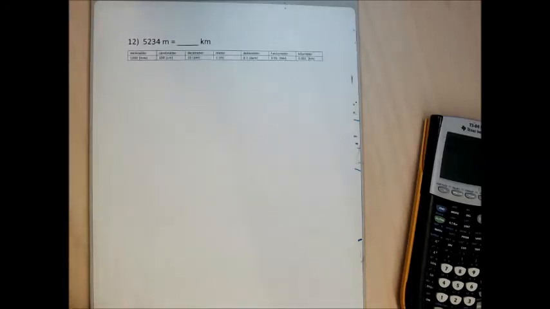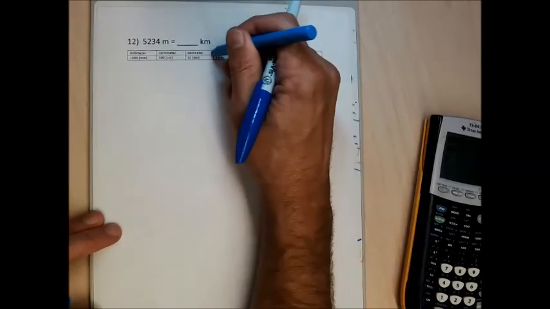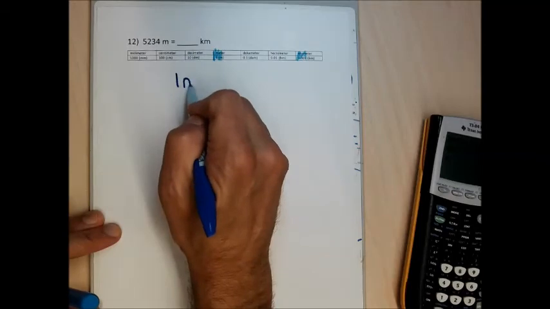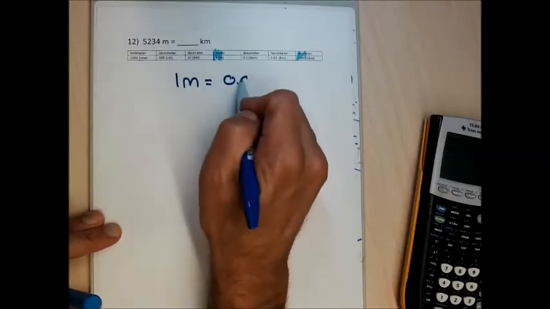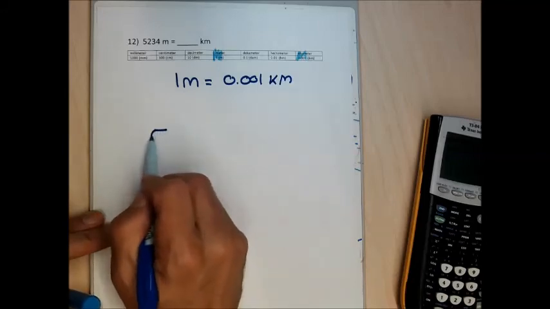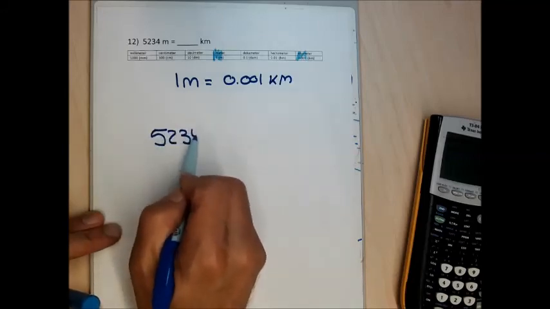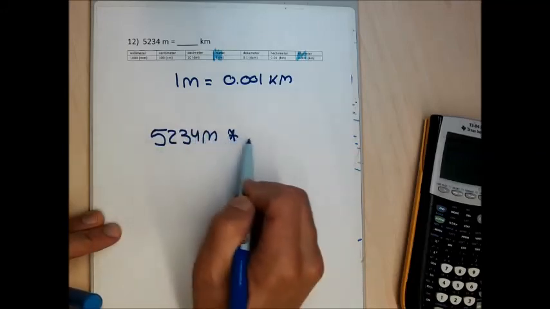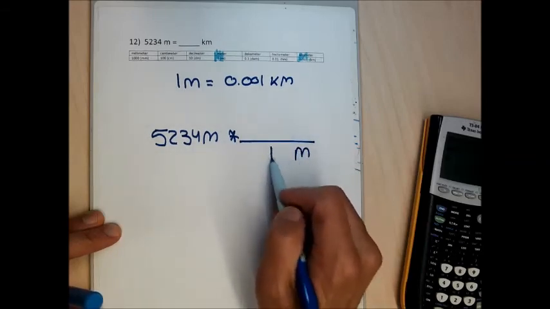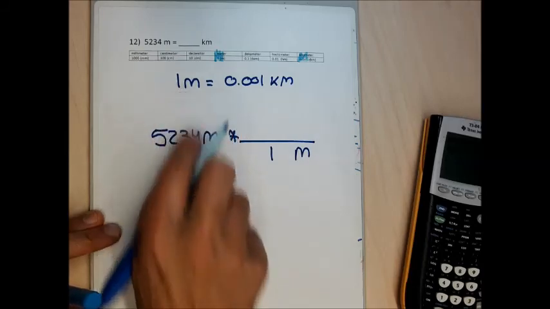This one is all converting within the metric system. I'm converting from meters to kilometers, so I need to create a unit out of this table. I'm going to use the fact that 1 meter equals 0.001 kilometers to do my change. So I'm going to start off with 5,234 meters, and I'm going to multiply by a fraction. It's going to have meters in the denominator because I'm trying to get rid of the meters. I'll put the 1 next to the meter.